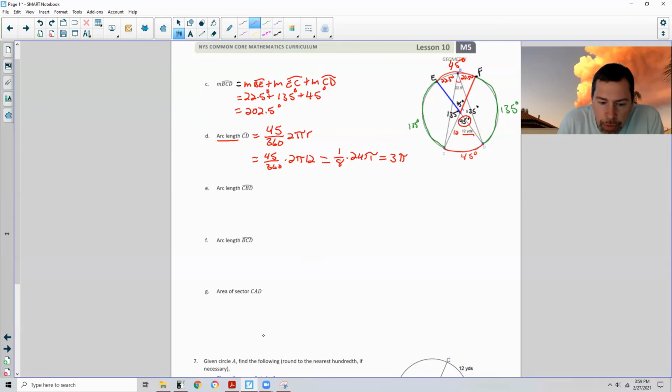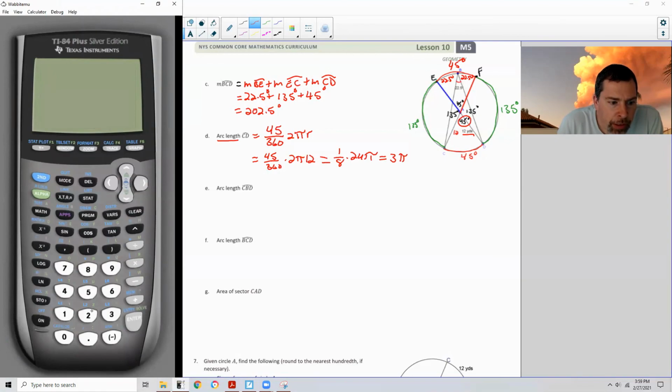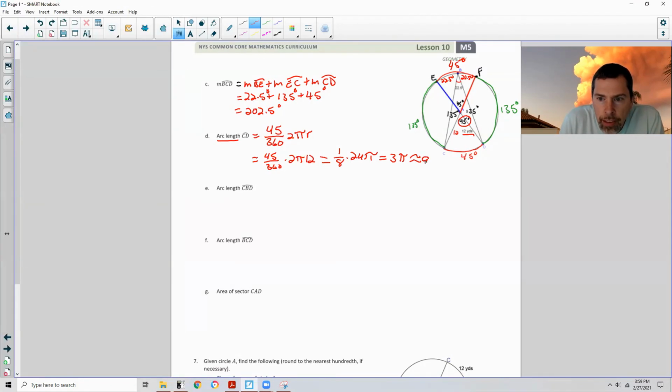And if you don't want to leave it in pi units, then you go to the calculator and you type in 3 pi and you get 9.42. So it's approximately 9.42 yards, the unit of measure is yards. So there's the answer to D. Arc length CBD is this whole thing out here, which is 360 minus 45 degrees, which is 315 degrees.